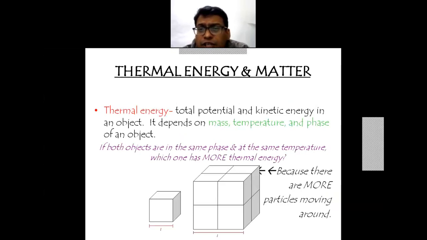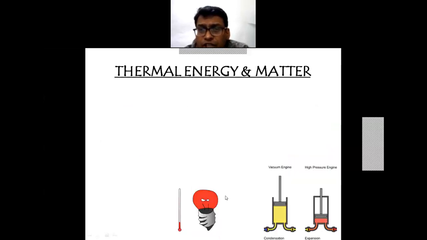Similarly, thermal energy is the total potential and kinetic energy in an object. It depends on the mass, temperature and phase of an object. If both objects are in the same phase and at the same temperature, which one has more thermal energy? The bigger object will have more thermal energy.